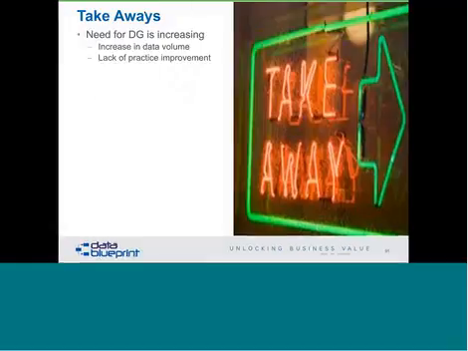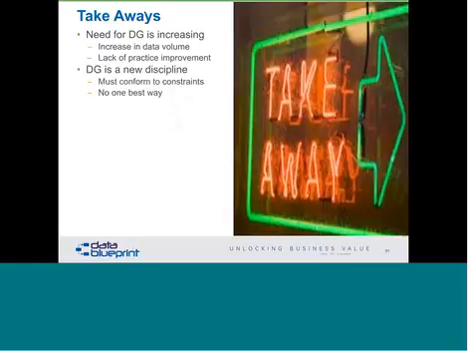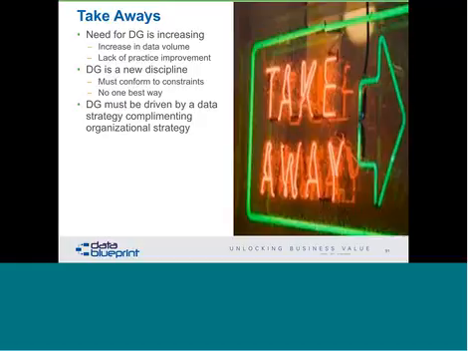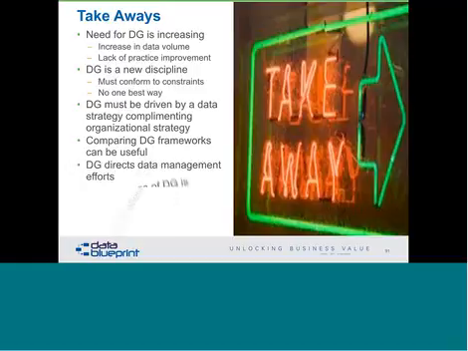So from a takeaway, data governance is increasing because of the volumes and because of the lack of practice improvement. It's a relatively new discipline. It must conform to existing constraints. There is no one best way, and you need to crawl your way forward in this. It's got to be driven by a strategy that complements the organizational strategy. Comparing frameworks can be very useful to help you get started on this. It directs then the efforts that are going on in data management.